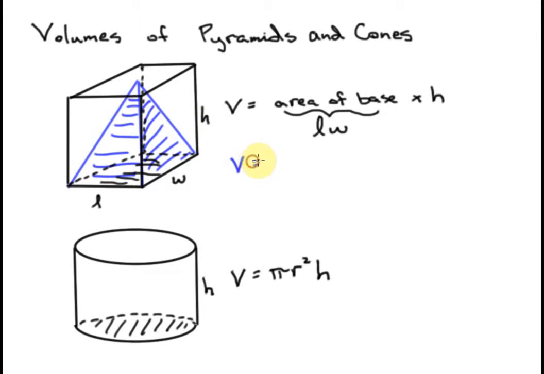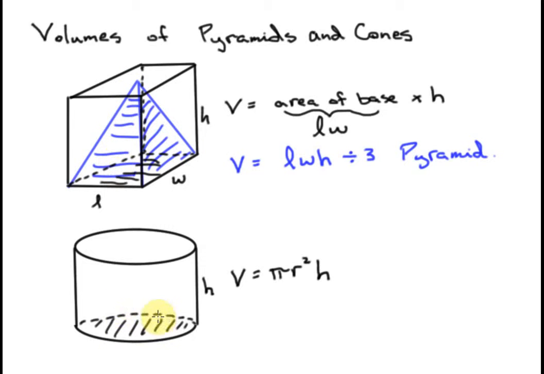Well, it's actually really easy because it's so related to the box. You just take the same volume of the box, length times width times height, and you divide that by 3. And there it is. That's the volume of our pyramid, as long as you think of it as fitting perfectly inside the box.